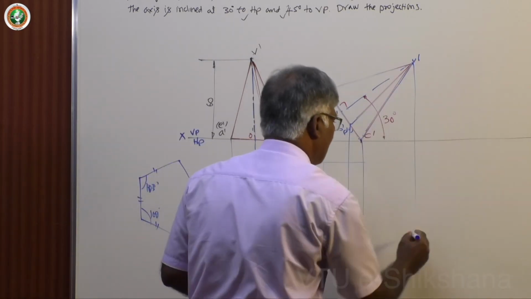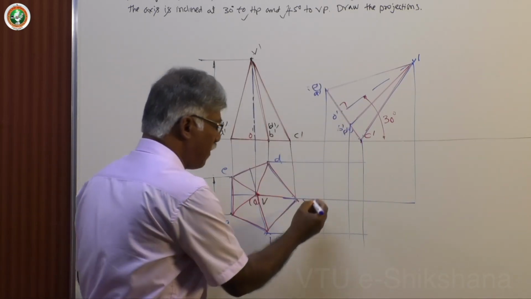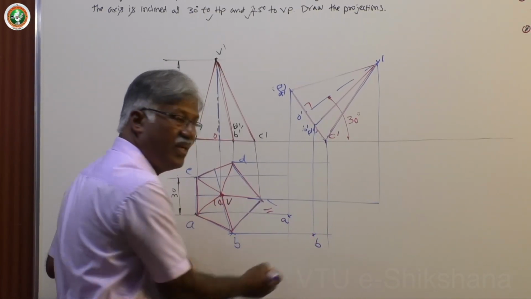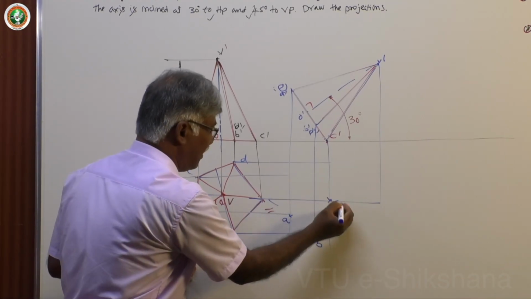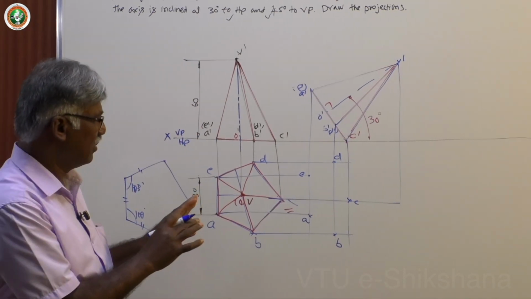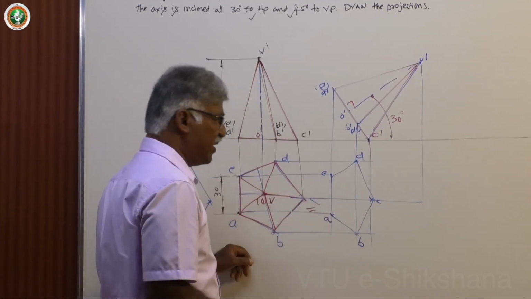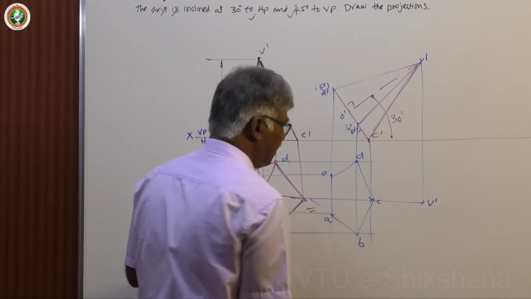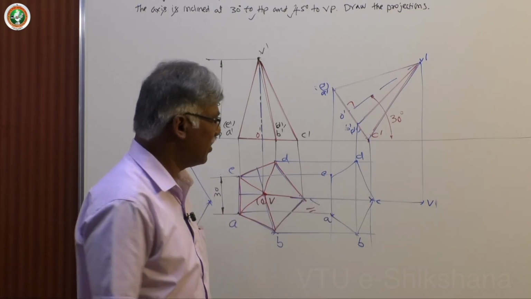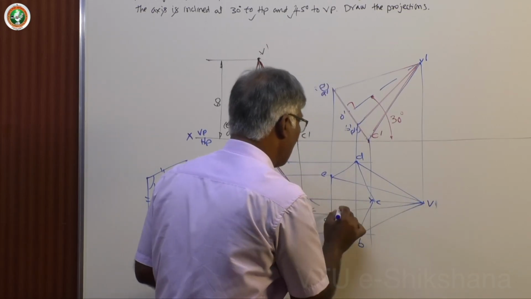Then V. Mark these points. This is A, this one is B, this is C, this one is D, this is E. Draw these lines joining all corners. Next, mark V. I have not projected up to this. Only one line is sufficient. Then keep this. All are light lines now.